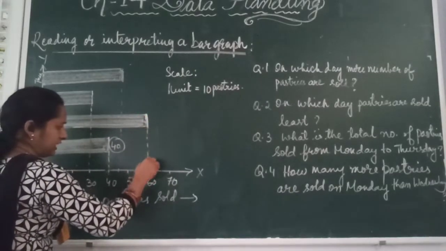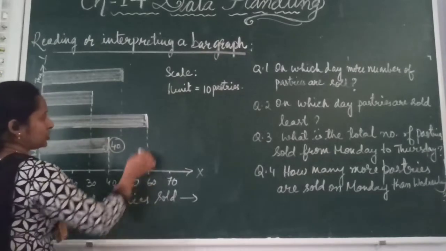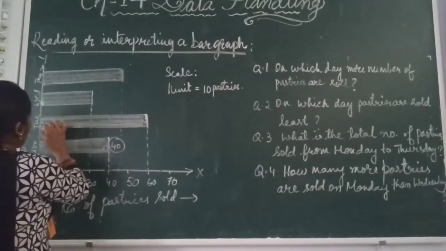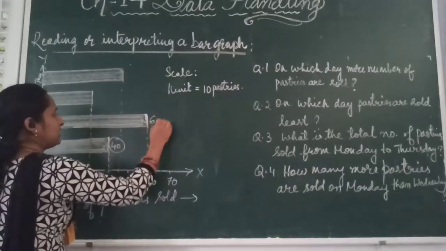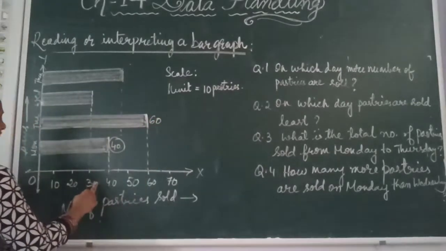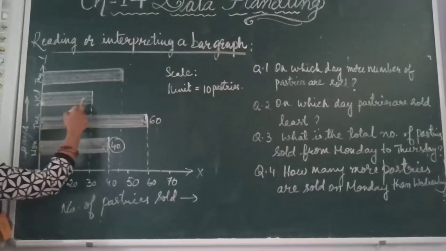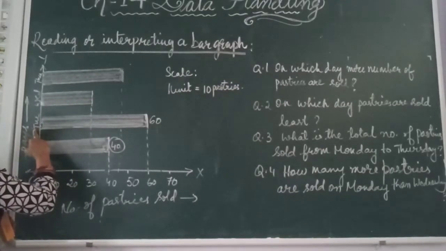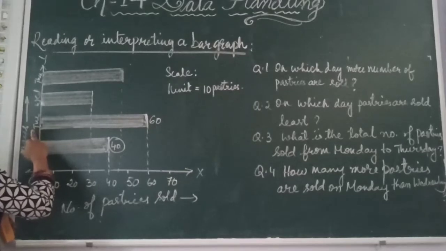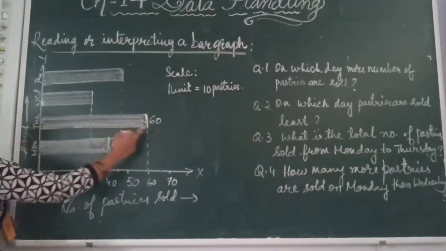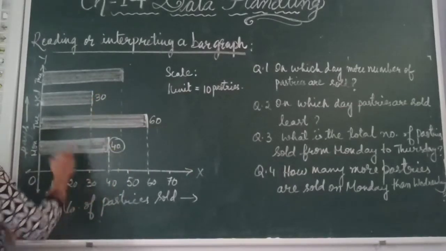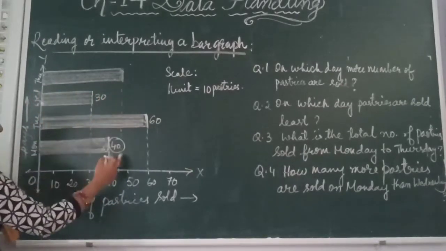Similarly, the bar graph that is drawn along Tuesday comes till the number 60. So here the number of pastries sold on Tuesday is 60. Sorry, it's not a month, it's a day, Tuesday. Okay, on Tuesday it is 60, on Wednesday it is 30, whereas on Thursday you have to decide.